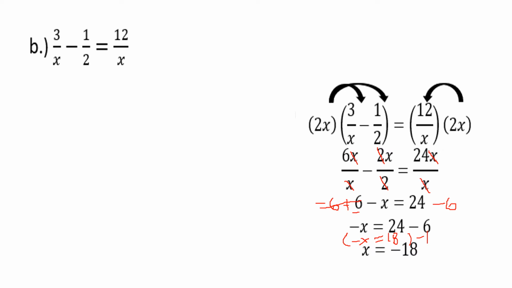Okay, so I hope you understand this part. So our answer here is x equals negative 18. When I substitute negative 18 for the value of x, it will make our equation balance. Okay, so they are just equal. You just simplify it by yourself.